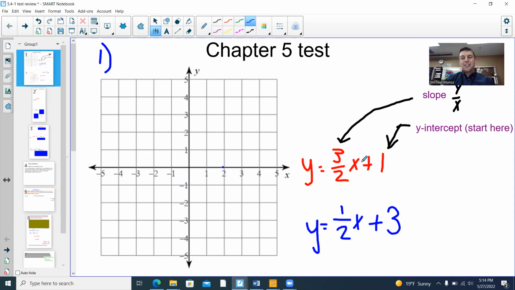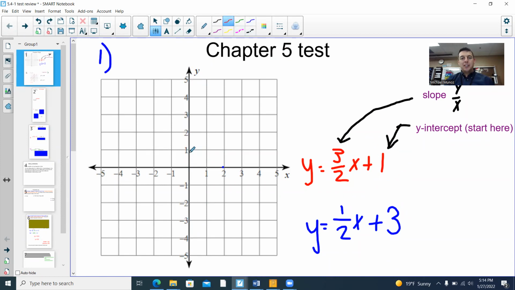Remember that the little fraction or the number with the x is our slope. So that tells us how much we're going up or down. And then the other number back here is our y-intercept. So that means on this y somewhere, this is where we're going to put our first dot.